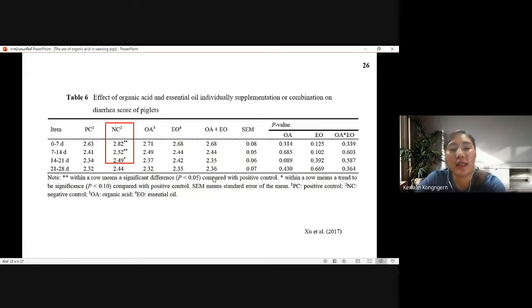We will see that the negative control, which doesn't have antibiotic or feed additive, shows on day 2 to 7, 7 to 14, and 14 to 21 a higher diarrhea score than the other groups. But the positive control, which has the antibiotic, has the same result as the organic acid and essential oil, and the organic acid combined with the essential oil.